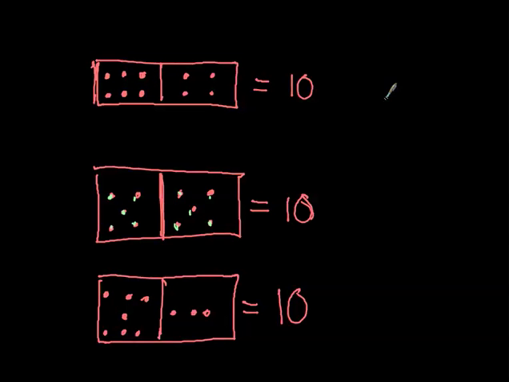You can also do it with dice. You can play dice games. There's a lot of different ways you can do it. But the goal is to get them to stop counting by 1. And hopefully that helps you a little bit. This is just a little video on how to bridge through 10.